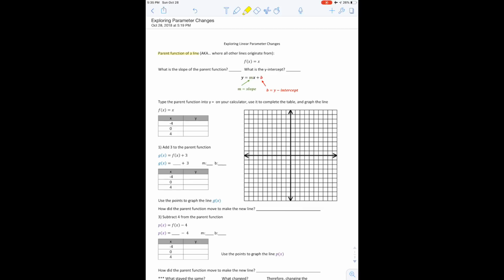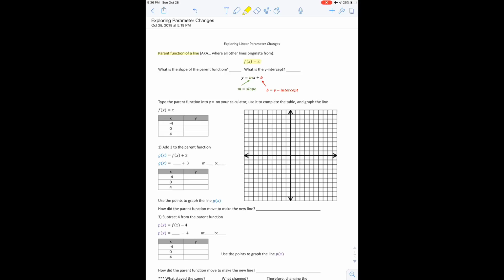Just like you originate from your parents, right? You have some of the same characteristics as your parents, but you might have blue eyes instead of black eyes. So some little things might be off, but you have a lot of the same genes from your parents. So you originate from them. So we're going to find out how all of these other lines originate from our parent function, which is f of x equals x.